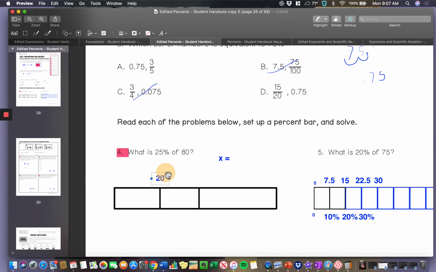And remember, if I am adding to the previous number, I could take 20, add another 20, and I'm going to get 40. And what's half of 80? Half of 80 is 40.